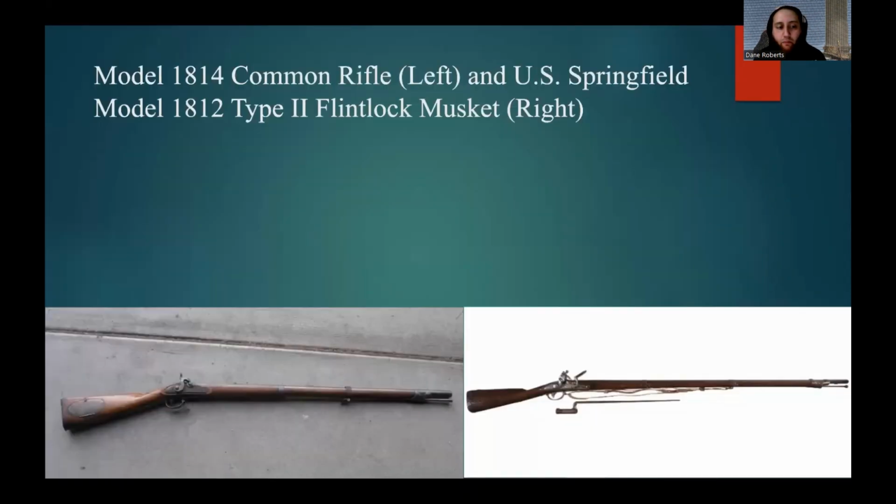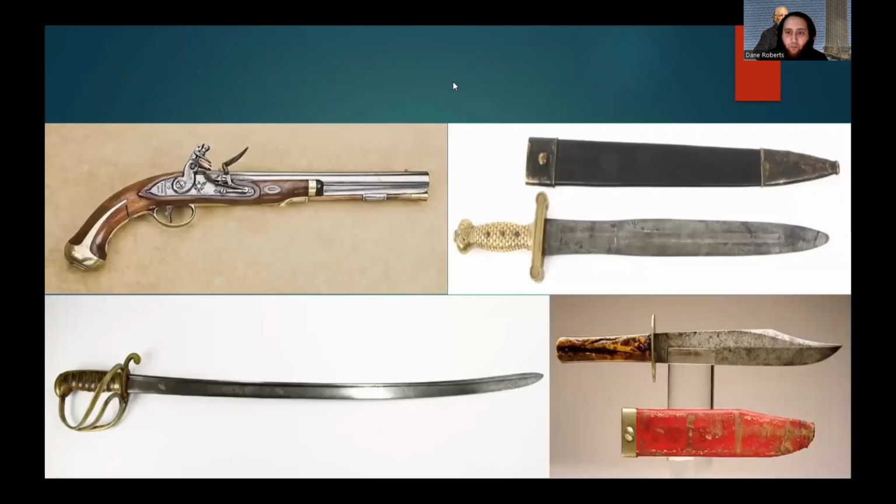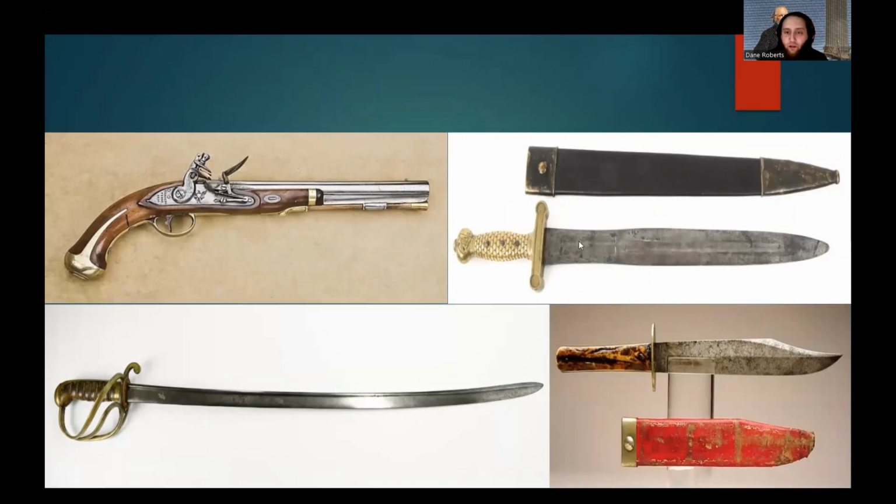And they would be issued several different guns, with the most common being the 1814 Common Rifle, as well as the U.S. Springfield Model 1812 Type 2 Flintlock Musket. Another very common rifle issued to the soldiers in the Texas military was the Kentucky Long Rifle, with common sidearms of soldiers in the Texas military being flintlock pistols, as well as the artillery sword that was a common side sword for soldiers in the United States Army at the time.